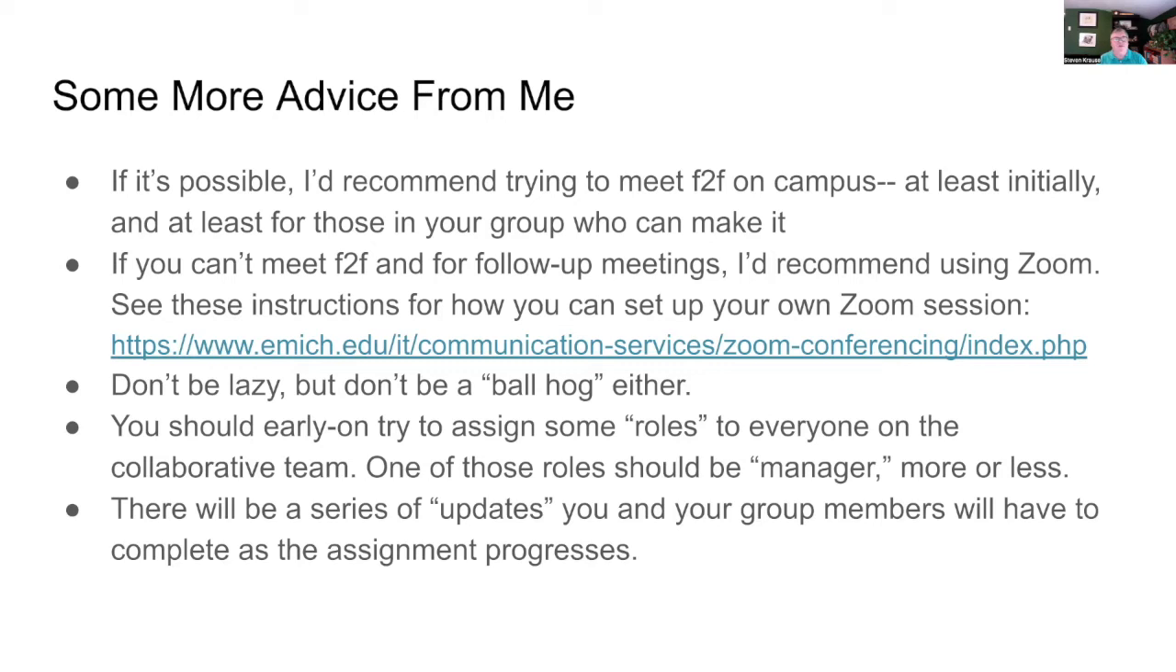Other piece of advice, you don't want to be lazy, right? The thing that I think most people fear in collaborative experiences is they're in a group of 2 or 3 or 4 people, 3 or 4 or 5 people, and then it turns out that 1 or 2 or more of the people in the group are just lazy and they just don't do their fair share, and that can be really, really frustrating.